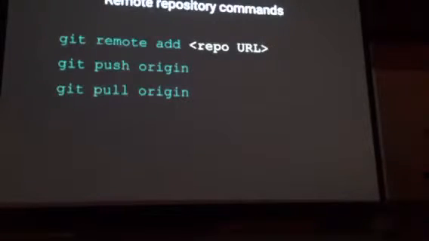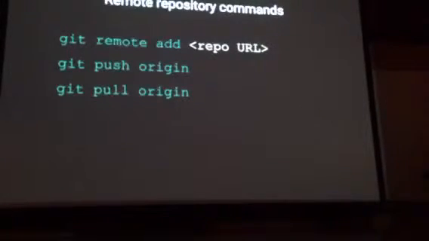So this first one is you just say git remote add and then the repo URL. This will be provided by Bitbucket or GitHub, and that will just basically say, this is where I want to store my Git repository. So git push origin pushes everything up to the cloud. Remember, origin represents the pointer to your cloud repository. So I'm pushing it up to the cloud.